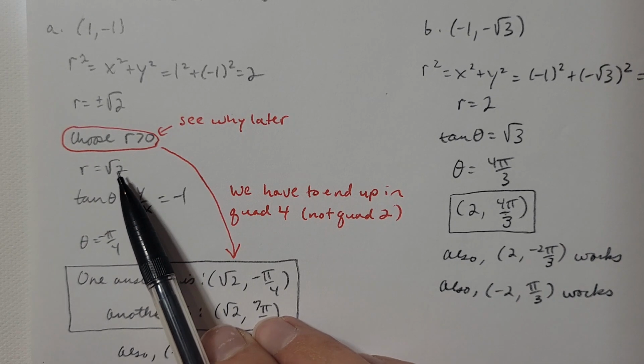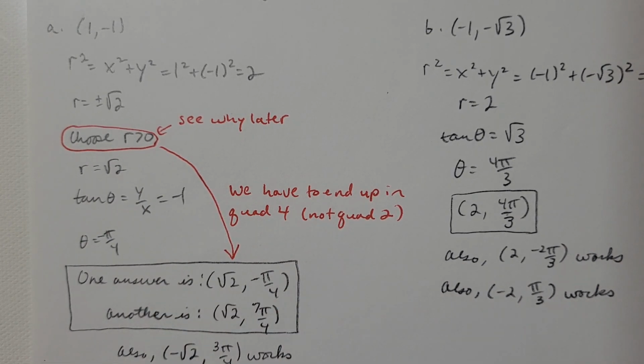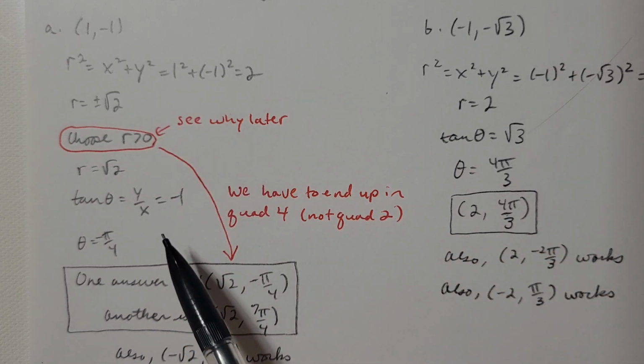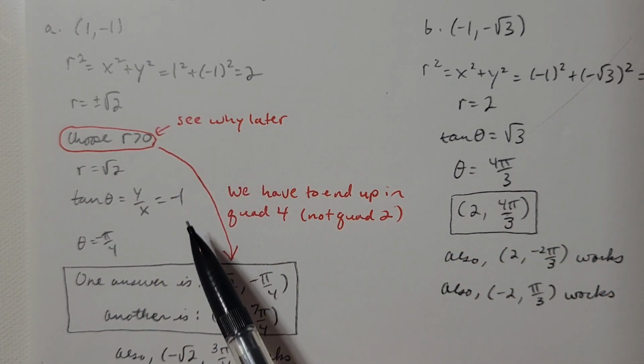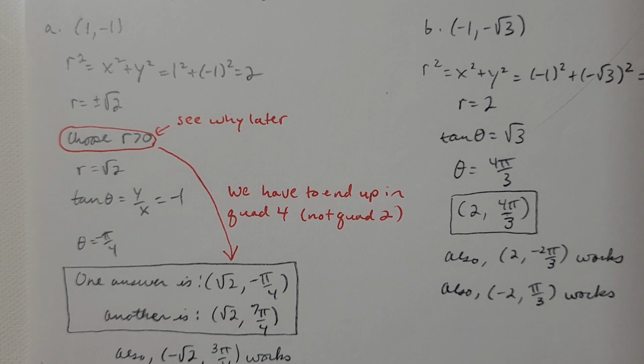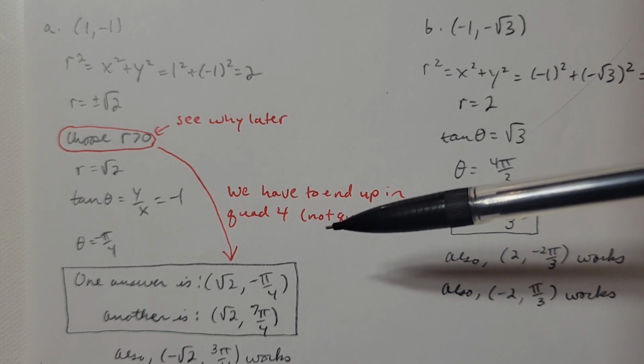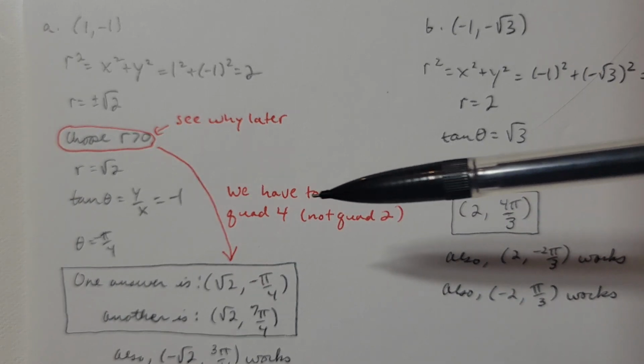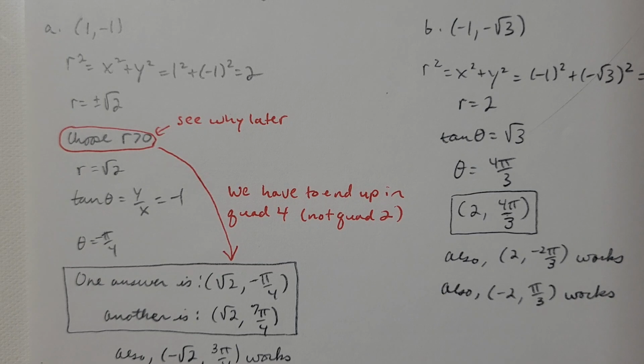So what if r is root 2? Again, I've got to land in quadrant 4 here. Tangent theta is y over x. Y is -1 and x is 1, so tan theta equals -1. So what angle has opposite side -1 and adjacent side 1? Well, that's when theta is -π/4 or 7π/4. That's the same thing, right? There are infinitely many answers I could give here.